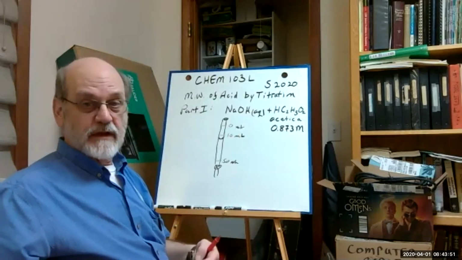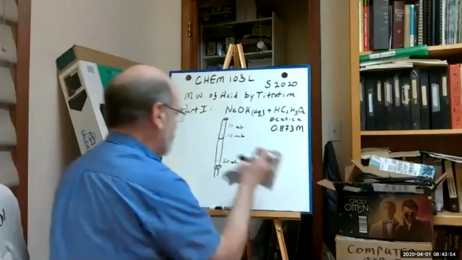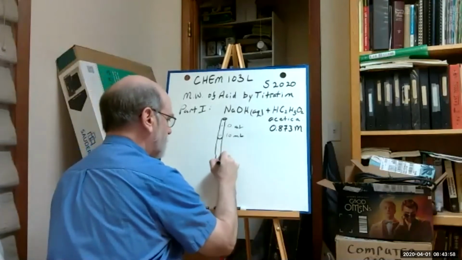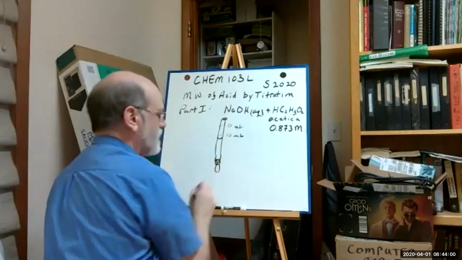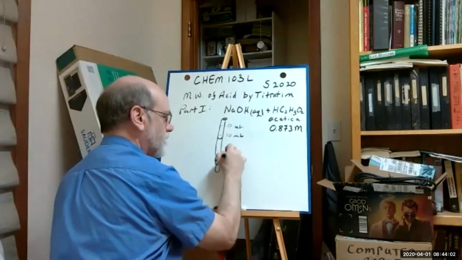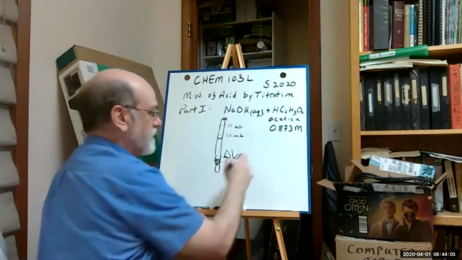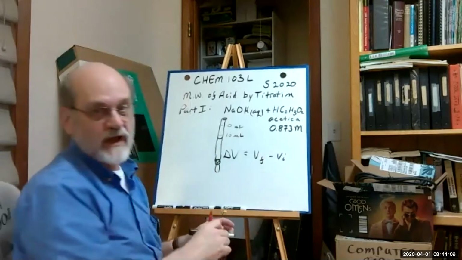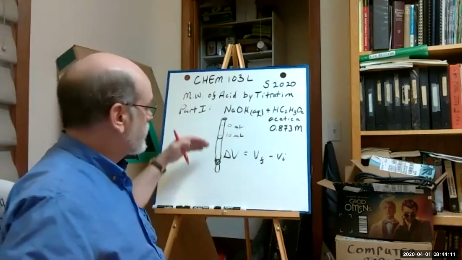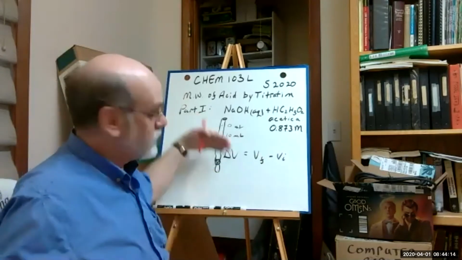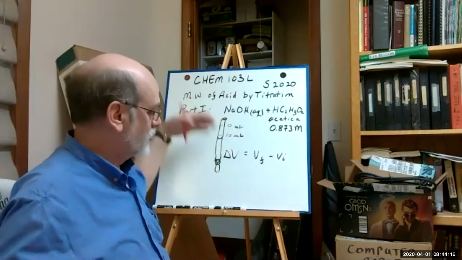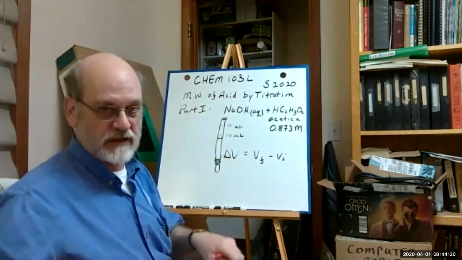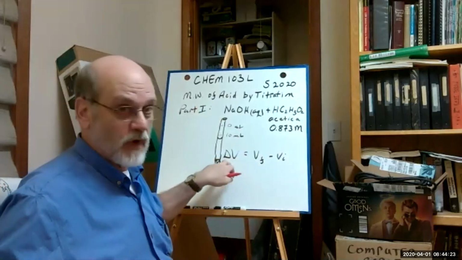The second is you have to understand that the volume that you deliver, or the change in volume, is equal to the final volume minus the initial volume, right? So if you set it up this way, your initial volume could be 0, in which case whatever you read off of here is actually the change in volume. That's the value you want for your volume.